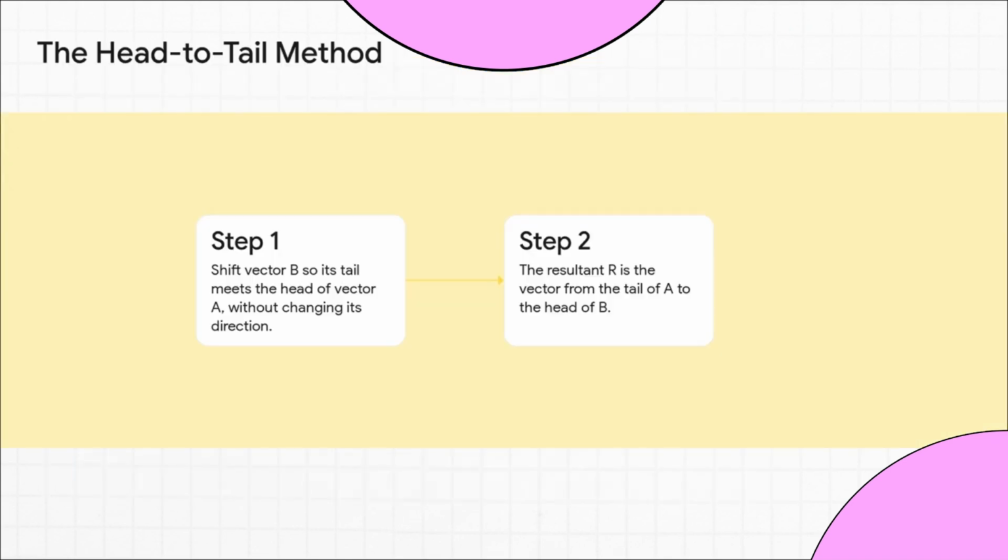And this is how you actually draw it out. It's super simple. You just take your two vectors, line them up tip to tail, one after the other. The resultant is the path that connects the very beginning, the tail of the first vector, to the very end, the head of the second one. It's the most direct route.